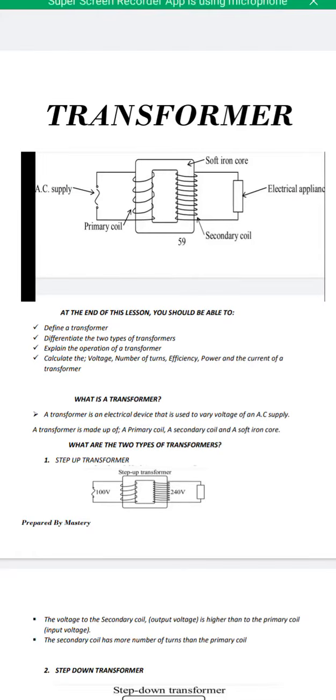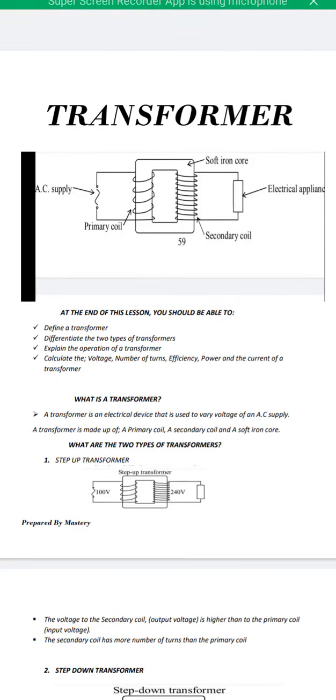A transformer is simply an electrical device that varies voltage of an AC supply. This transformer is made up of a primary coil, which is located to the left hand side, and a secondary coil located to the right hand side. It is also made up of a soft iron core. We have two types of transformers, namely the step up transformer and the step down transformer.